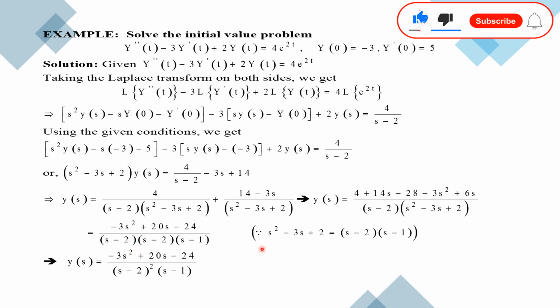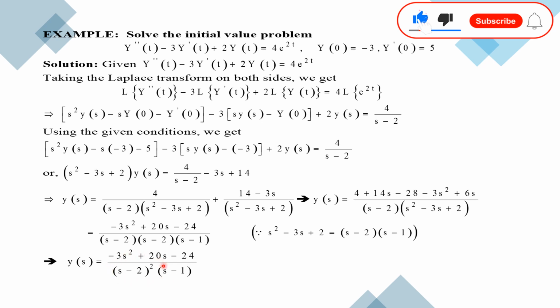Now we have s square minus 3s plus 2 is equal to s minus 2 times s minus 1, you can check it. So s square minus 3s plus 2 we replace by these two factors, s minus 2 and s minus 1. So it becomes s minus 2 square times s minus 1 in the denominator.